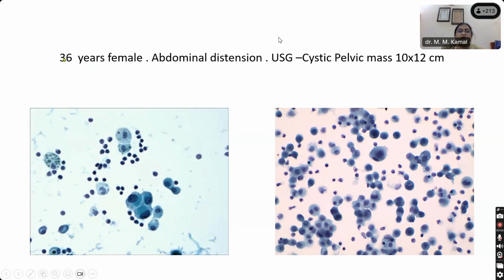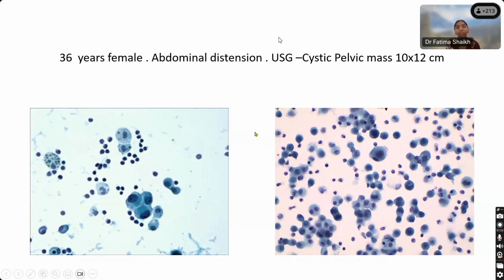Now, is there something missing depending on the history of the patient? You have a cystic pelvic mass, abdominal distension. So, are you expecting anything in this? Were you expecting some malignant cells? Yes, ma'am, but we can't see any malignant cell as such. But can that happen? Yeah, ma'am, it can happen because the cystic pelvic mass is quite large. Dimensions are very large.